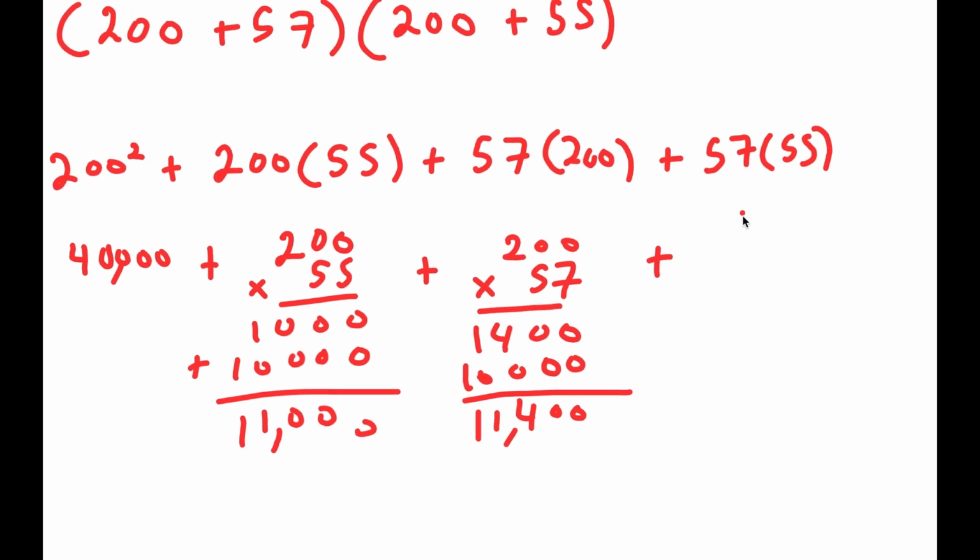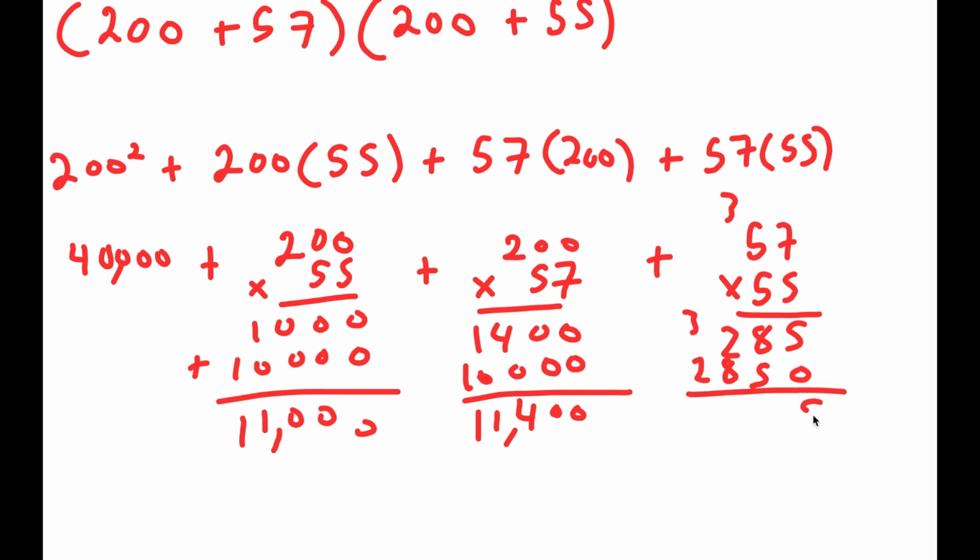And finally, 57 times 55. 7 times 5 is 35. 5 times 5 is 25. 25 plus 3 is 28. 5 times 7 is 35 again. And 5 times 5 is 25. 25 plus 3 is 28. So I add this up. So I get 3,135.